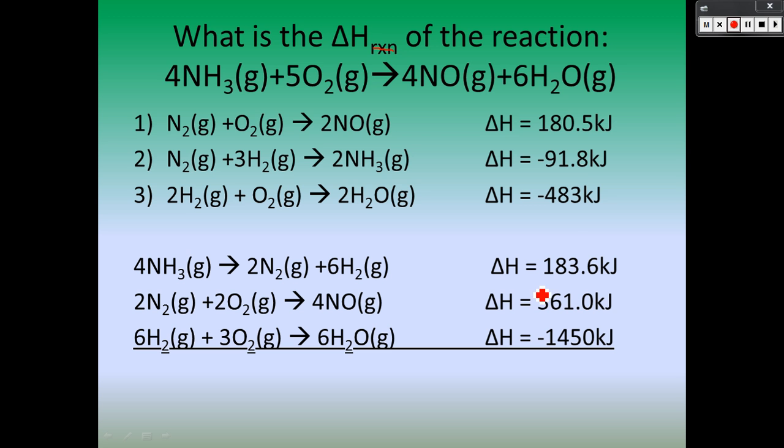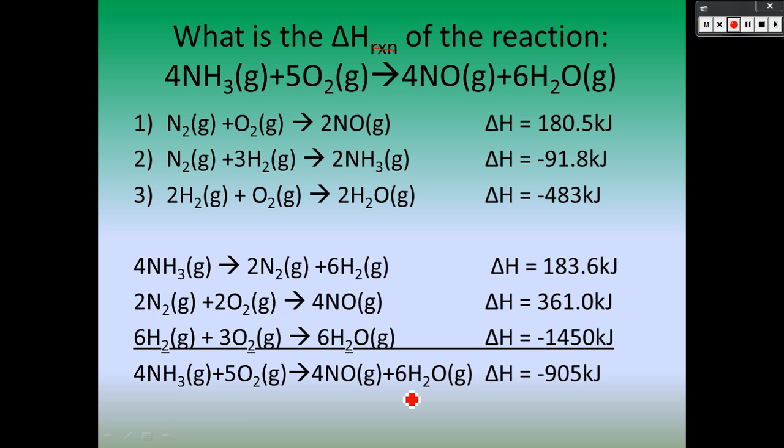These I treated the same way, so I reversed this. This is 91.8 times 2. This one is 180 times 2, approximately. This is negative 483 times 3. And so then I add all these together. This is my final reaction, which is exactly what we have there. And the delta H is negative 905 kilojoules, which is exactly what we got earlier when we used the heats of formation.